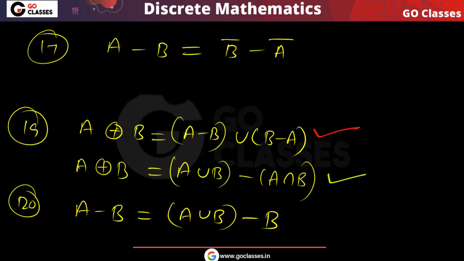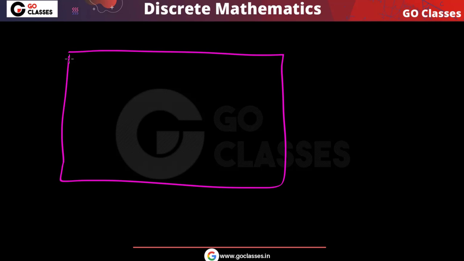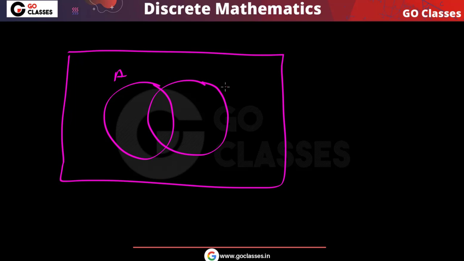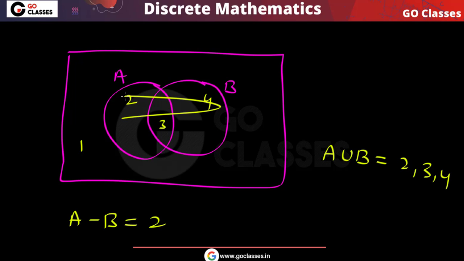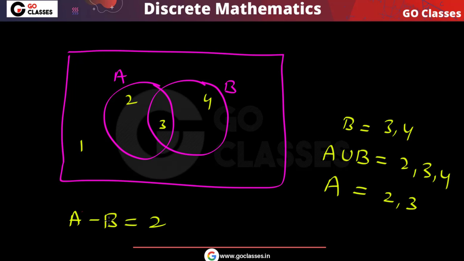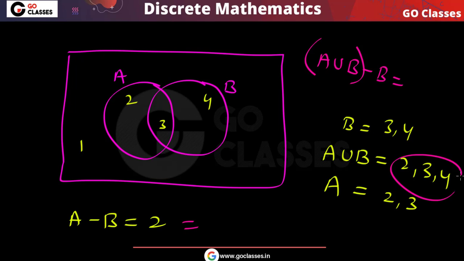Next, A minus B is the same as A union B minus B. What is A minus B? Let this be set A and this be set B. Let me call these areas 1, 2, 3, 4. A minus B is area 2. A union B is areas 2, 3, 4. Area A is 2 and 3, and area B is 3 and 4. So A minus B is only 2. What is A union B minus B?